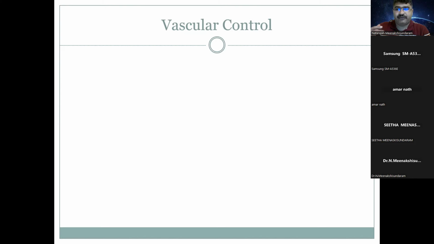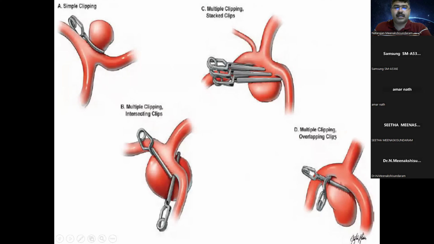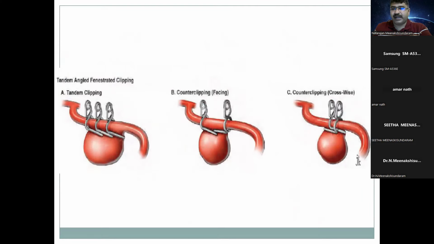Because if any mishap happens, or any rupture of the aneurysm happens, or any bleeding happens, then immediately put a temporary clip along the proximal control. That will stabilize the bleed, and then you can visualize the aneurysm clearly and go ahead with the permanent clipping. So this is how the view of the aneurysm should be adjusted, whatever the aneurysm could be. The various types of clippings: the simple clipping, multiple clips, intersecting clips, stacked clips, overlapping clips, fenestrated clips. So there are various types of clips.